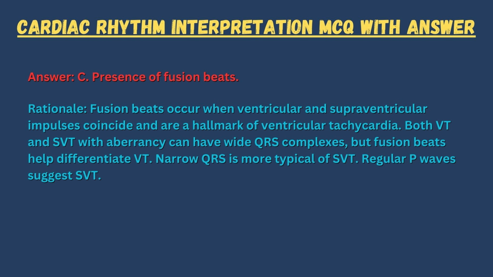Answer: C. Presence of fusion beats. Rationale: fusion beats occur when ventricular and supraventricular impulses coincide and are a hallmark of ventricular tachycardia. Both VT and SVT with aberrancy can have wide QRS complexes, but fusion beats help differentiate VT. Narrow QRS is more typical of SVT. Regular P waves suggest SVT.